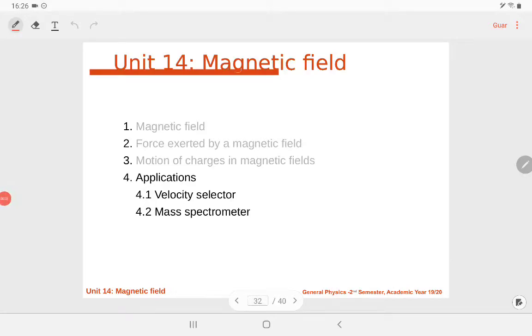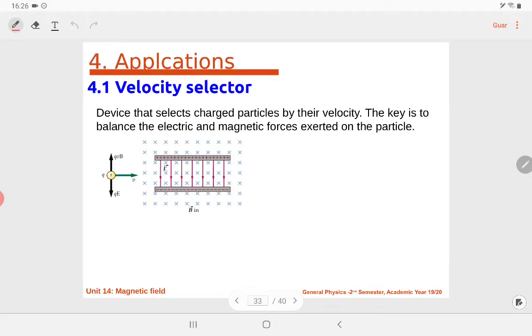In this video, we explain two applications of the motion of charges in magnetic fields that we just analyzed before. They're going to be the velocity selector and the mass spectrometer. So the first one, the velocity selector, is a device that is going to select charged particles by the velocity, only the velocity. And the key to understand this velocity selector is that only for certain velocity there is going to be a balance between the electric and the magnetic forces exerted on the charged particle.